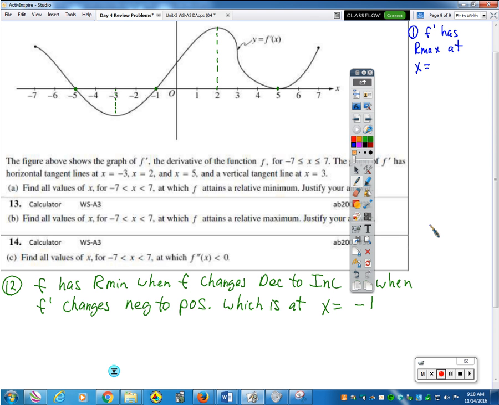Any function has a relative max when that function changes from increase to decrease. This is worth 5 tickets. So we need a flashcard to create one. Any function has a relative max when that function changes from increase to decrease. There you go.